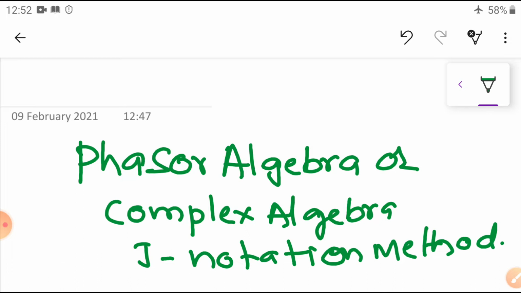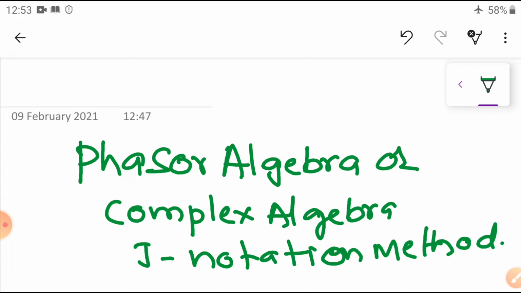If you have command of it, you can enjoy drawing the phasor diagram. If you have any doubts, you may get confused, so avoiding the drawing of the phasor diagram is possible in this J notation method. Let us consider a parallel circuit consisting of two branches. One branch has resistance with inductance, another branch has resistance with capacitance. We will do the same problem with the J notation method.